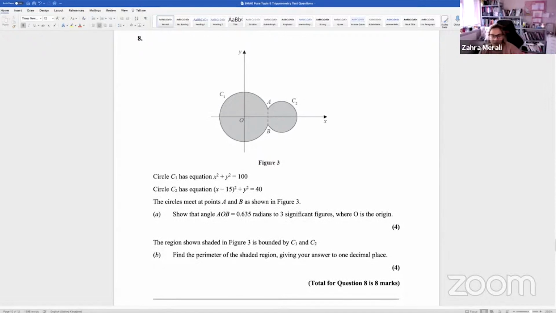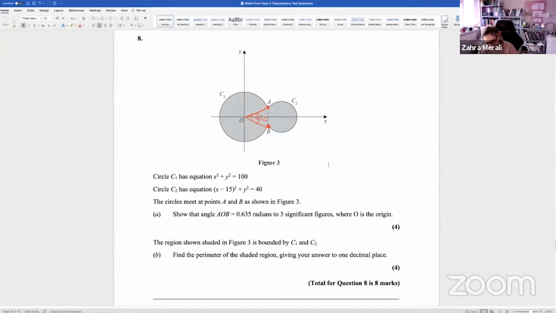We've got some circles here. The circles meet at A and B, and what we're told is that AOB is 0.635 radians. And we want to show that. Okay, fine. So the first thing we're going to have to find is where the two meet. So if we can figure out where these meet, we've just got ourselves a triangle, hopefully.